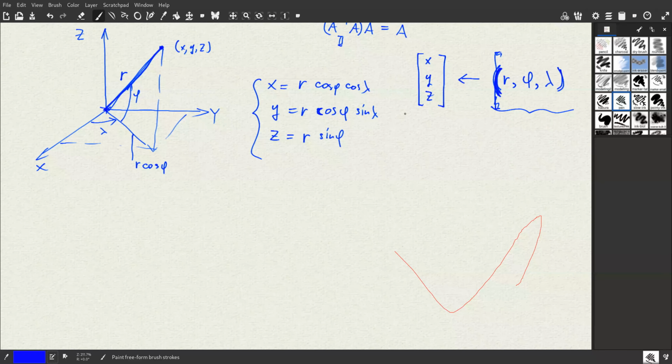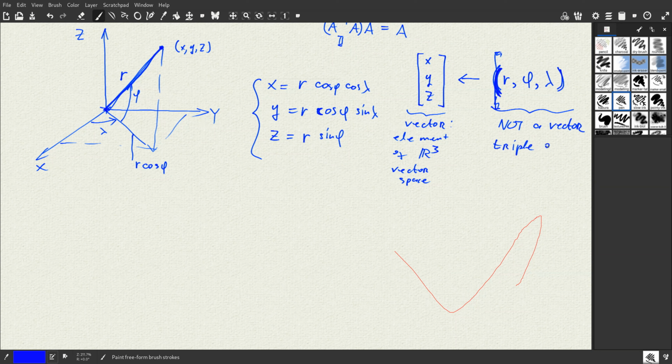Therefore, x, y, z is a vector. Yes, it is written as a column vector, but it is a vector because it is an element of, as we know, the R3 vector space. But r, phi, lambda is not a vector. It is just a triple of alternative coordinates, r, phi, lambda, which are called spherical coordinates.